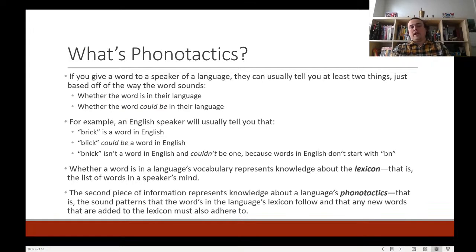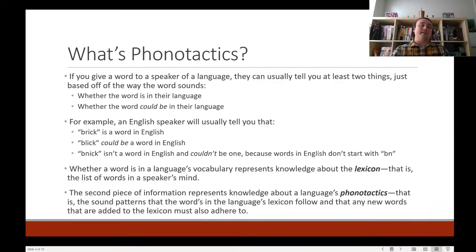So when I said we're going to learn about computational phonology, that is a very large umbrella. There are a lot of different kinds of sound patterns. The first kind of sound pattern we're going to be learning about in this class is phonotactic sound patterns. So let's talk about what those are. If you give a word to a speaker of a language, they can usually tell you at least two things about that word, just based off of the way the word sounds, right? So they don't need any other information.